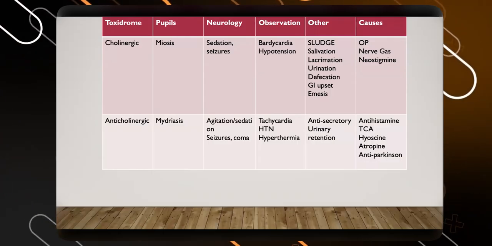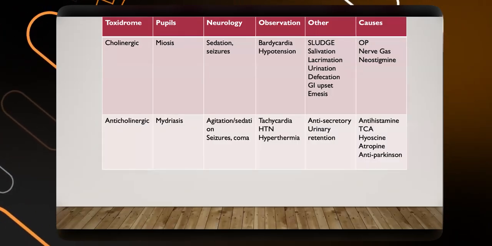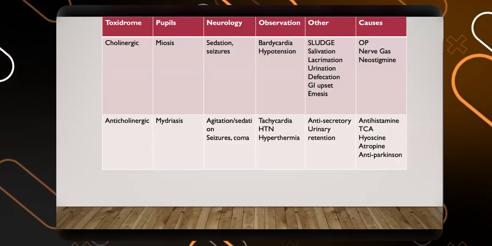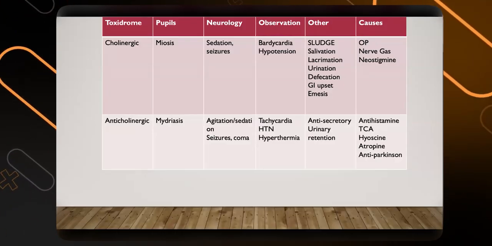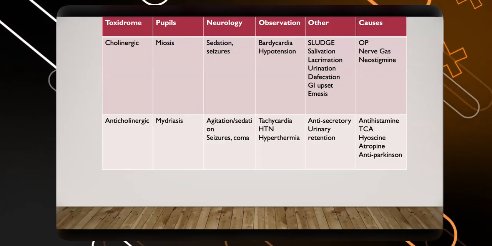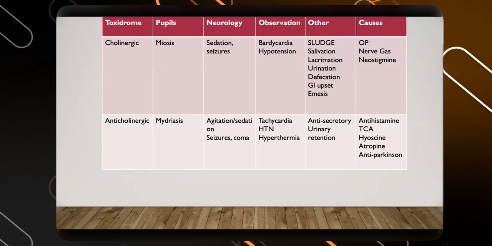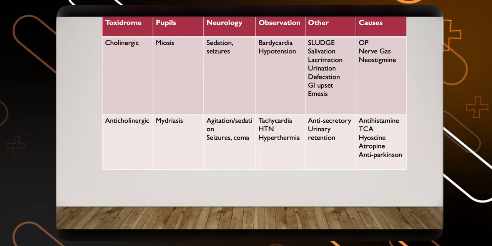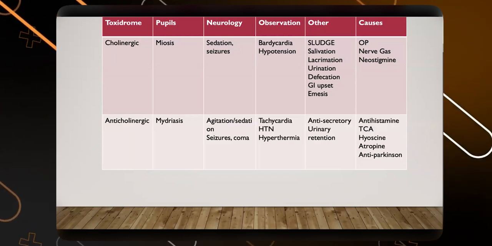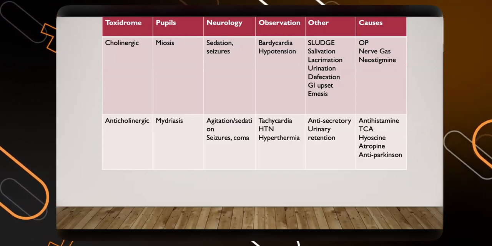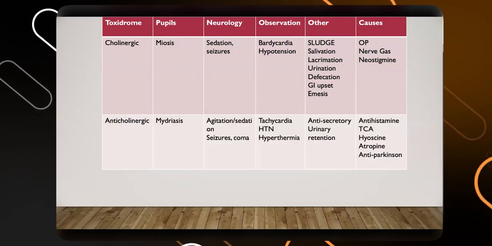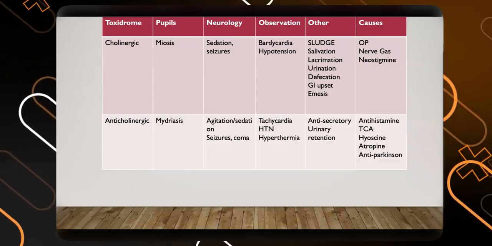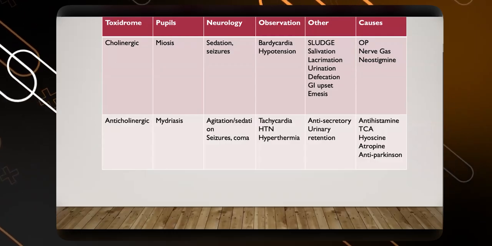So, toxidromes can be cholinergic. Now, what it does to pupils is it causes miosis. Neurologically, it causes sedation or seizures, and it might lead to bradycardia and hypotension. And if you remember, this causes typical SLUDGE syndrome. It stands for salivation, lacrimation, urination, defecation, GI upset, and emesis. And the causes include organophosphorus poisoning, nerve gas, and neostigmine.